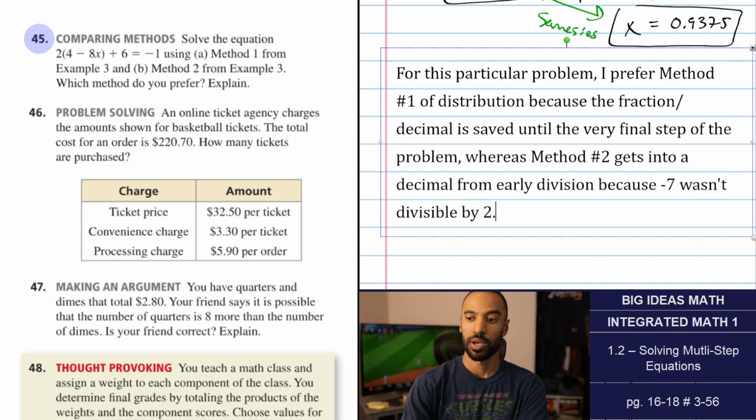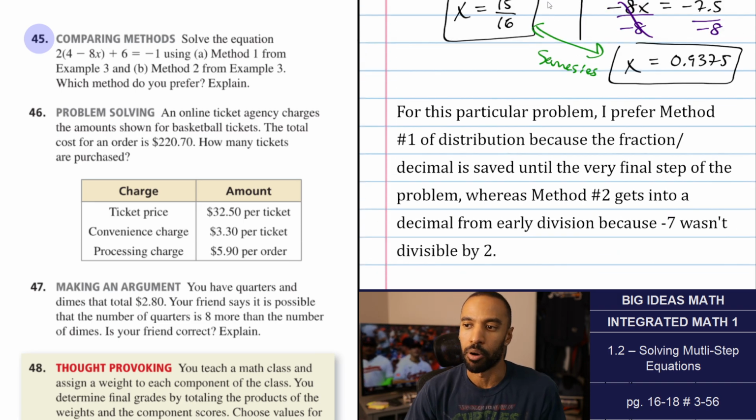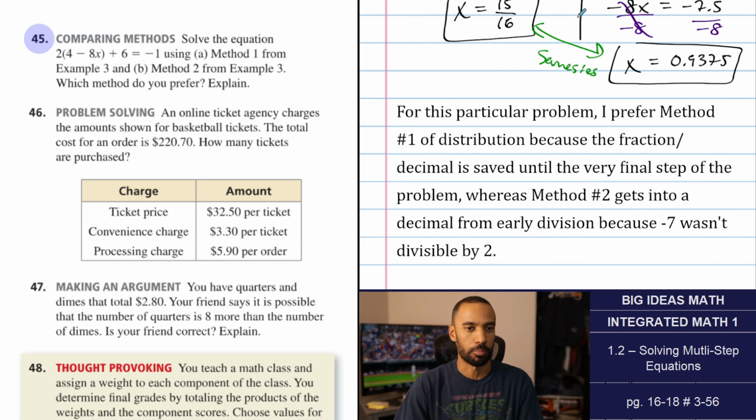If it was divisible by 2, hey guys, all bets are off. You do which one you prefer to do, honestly. I like both. It's just really problem dependent.